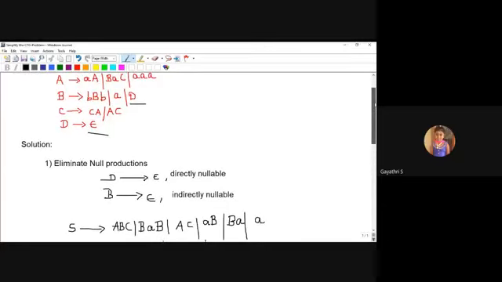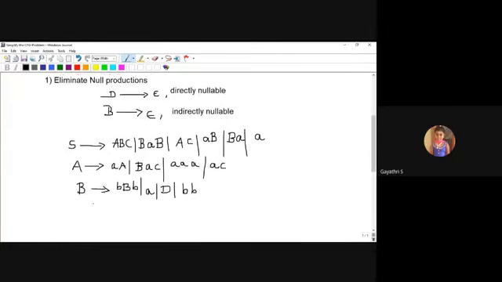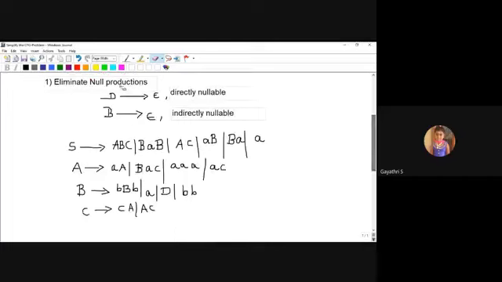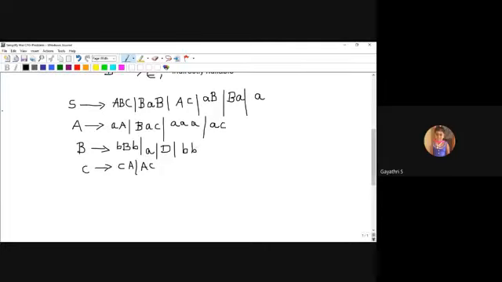Next, the C production. C produces CA and AC. I will write the productions as they are, since there are no B or D in them, so nothing is added to the C productions. Next, D gives epsilon. This production is automatically removed, because this is the step of removing null productions. So this is the resulting grammar after removing the null productions.